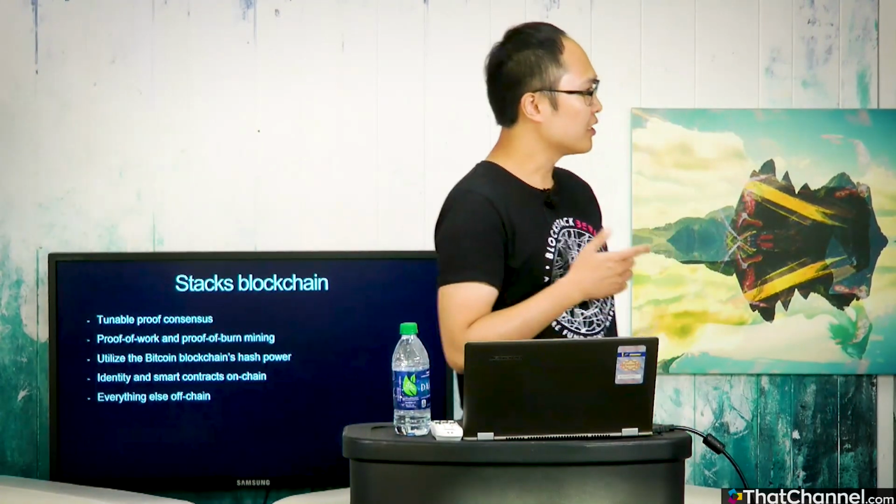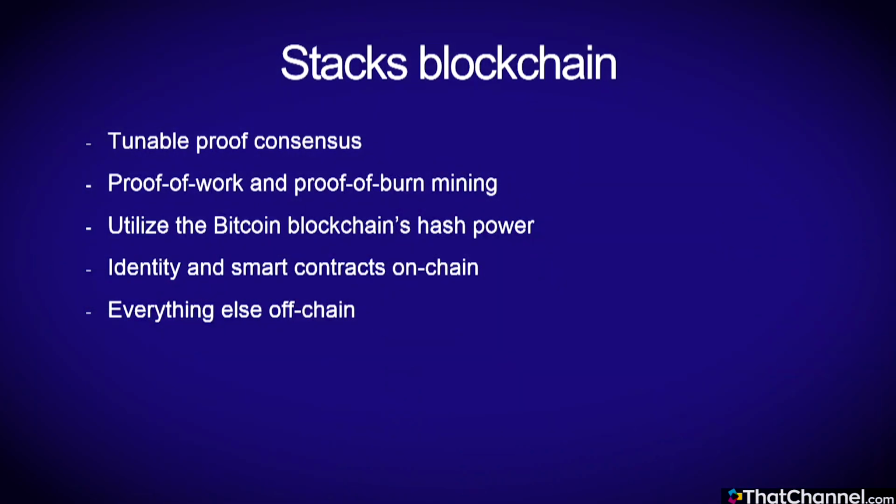So to start, the Stacks blockchain is currently a level 2 blockchain on top of the Bitcoin blockchain. But we've created this new novel tunable proof consensus, which is a combination of proof of work and proof of burn. So what this is essentially, when you start a new blockchain, there's very little hashing power. There's only a few people doing the mining. And as a result, it's very easy for somebody to have more than 51% of the hash power and be able to take over the blockchain.